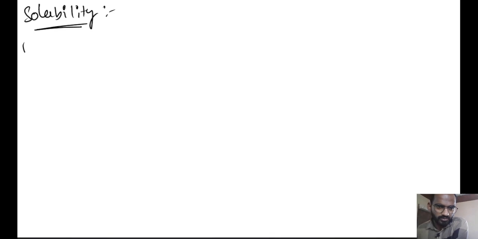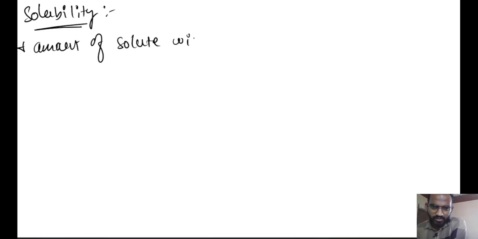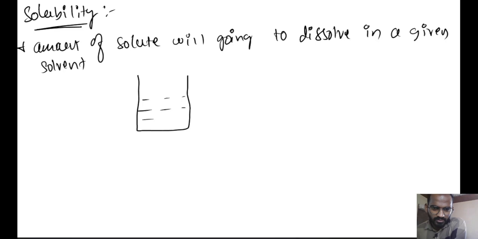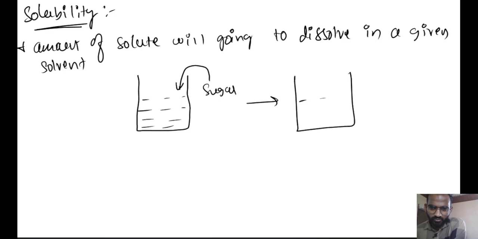So now we will define solubility. Solubility means the amount of solute that will dissolve in a given solvent. For example, I am having one beaker here, in which water is there. Now I am going to add some sugar. After some time, we are going to get one solution. So this is a sugar solution.